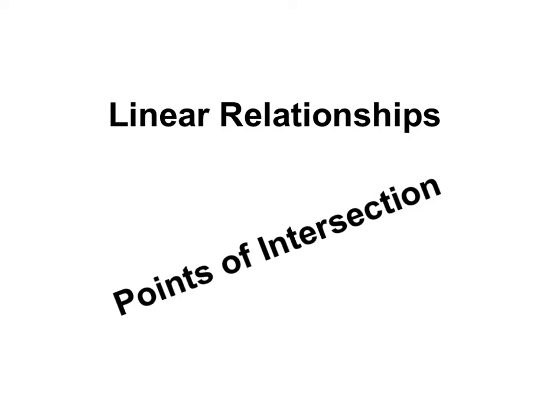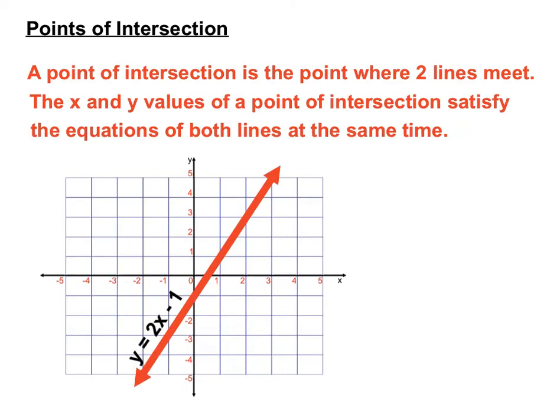Linear relationships. We're looking at points of intersection in this video. A point of intersection is the point where two lines meet. The x and y values of a point of intersection satisfy both equations at the same time. The equations of both lines at the very same time. A special sort of event here.